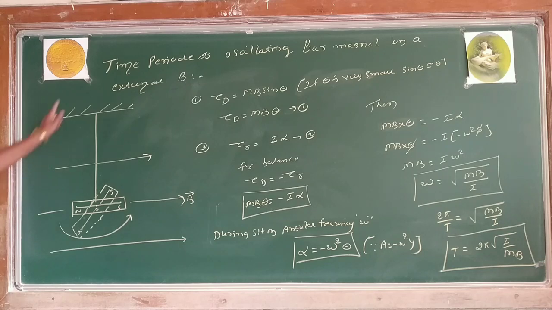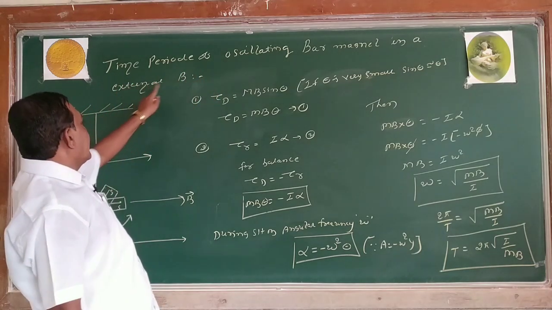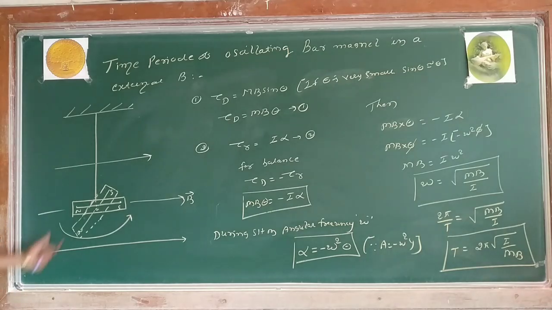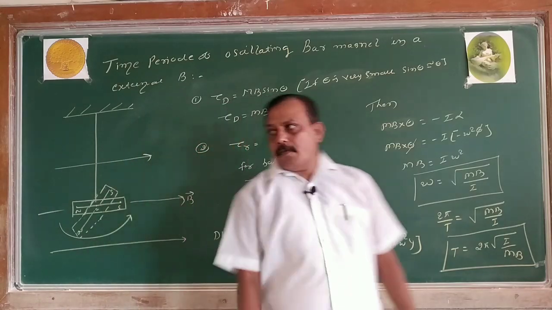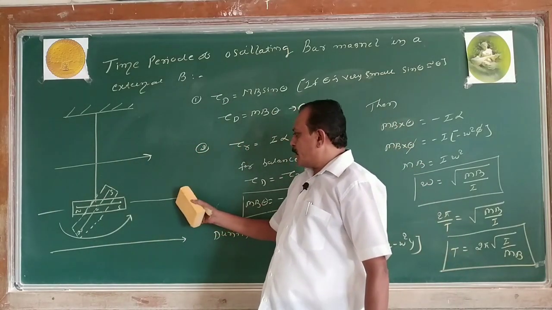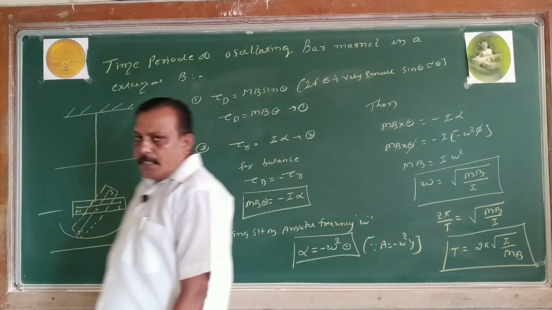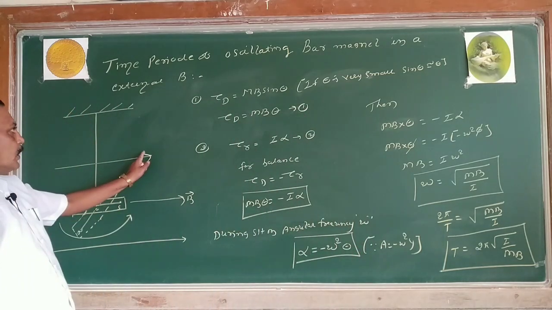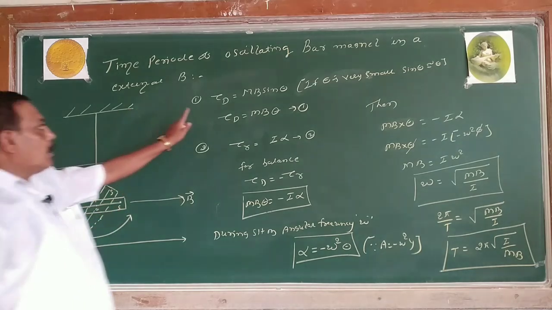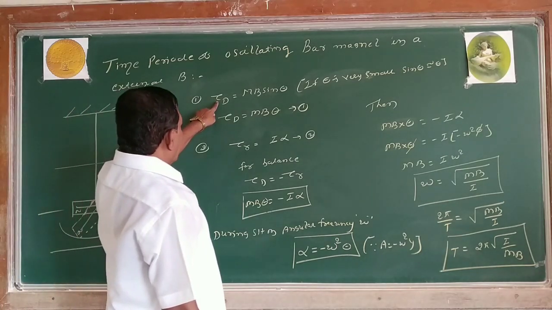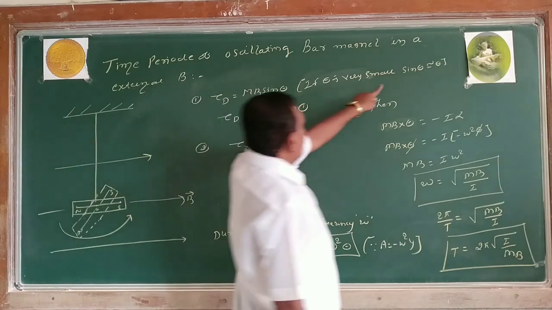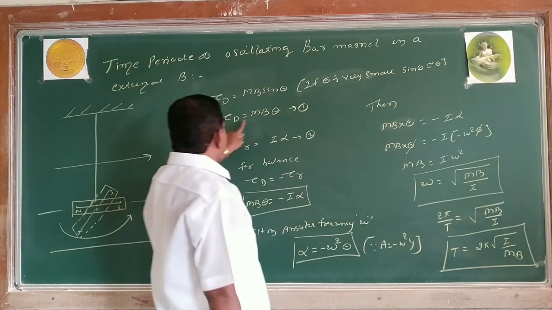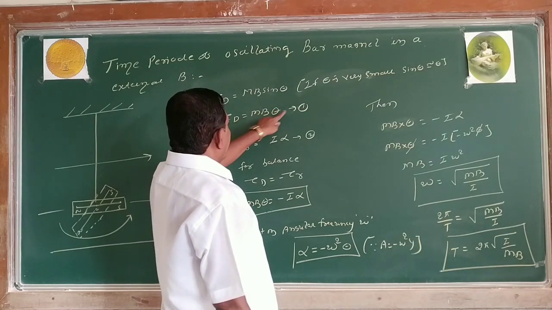My aim is to calculate the time period of an oscillating bar magnet in a region of external magnetic field. I take a bar magnet of magnetic dipole moment m, suspended in the region of external magnetic field, and it has moment of inertia I. When the bar magnet is in the external magnetic field, it experiences a torque. That torque makes the bar magnet deflect. Hence, the deflecting couple tau d equals mb sin theta. If theta is very small, sin theta is nearly equal to theta. So the deflecting torque is mb into theta.